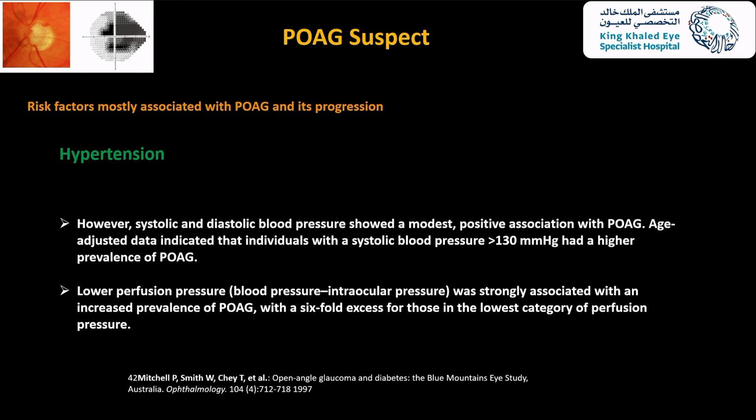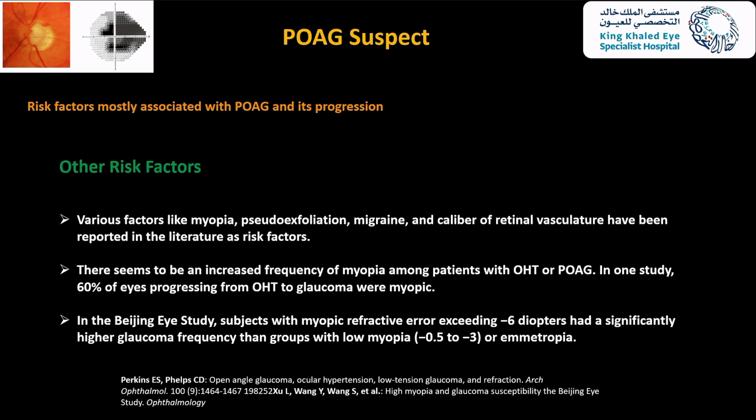Low perfusion pressure, which is blood pressure minus the intraocular pressure, is strongly associated with an increased prevalence of open-angle glaucoma, with six-fold for those in the lowest category of perfusion pressure. Other risk factors like myopia, pseudoexfoliation, migraine, and caliber of retinal vasculature have been reported, but with weak association.